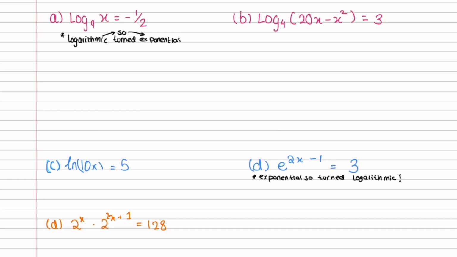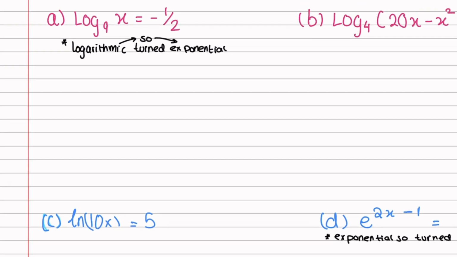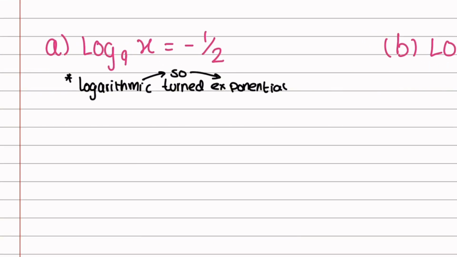Okay, so here we have example letter A. Log of x to base 9 is equal to minus half. In order to solve this, you have to turn it to be exponential because the x is inside the log, which makes it really impossible to solve if you just keep it this way. So you get 9 to the power of minus half. That's equal to x, and thus x is equal to 1 over 3.